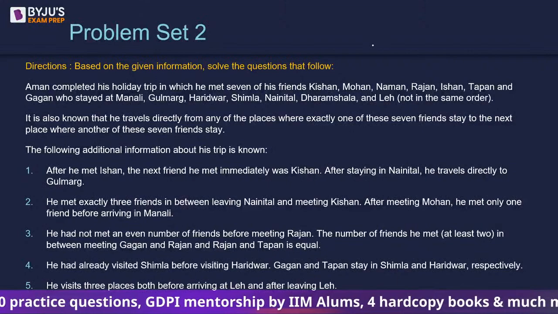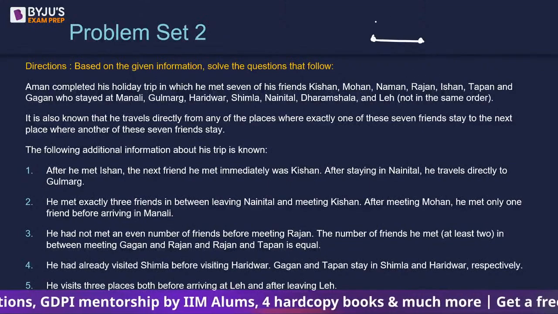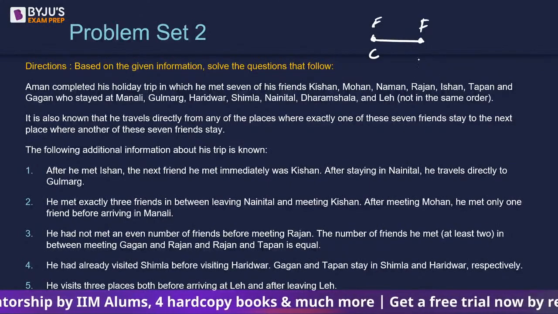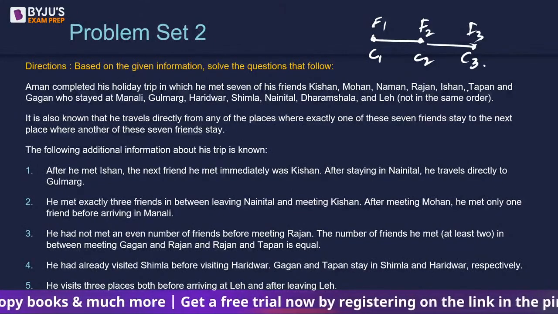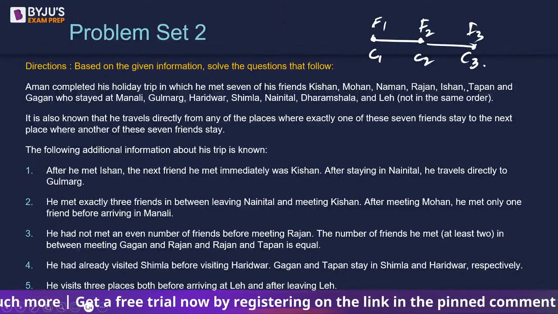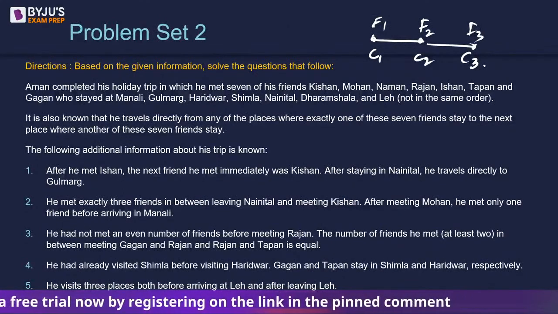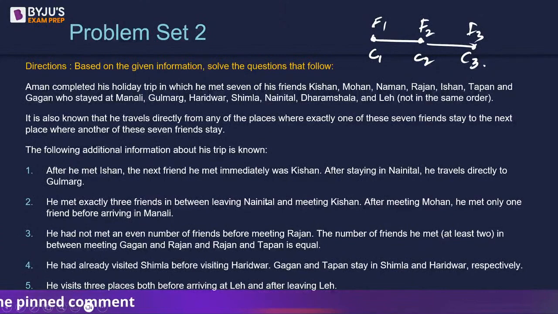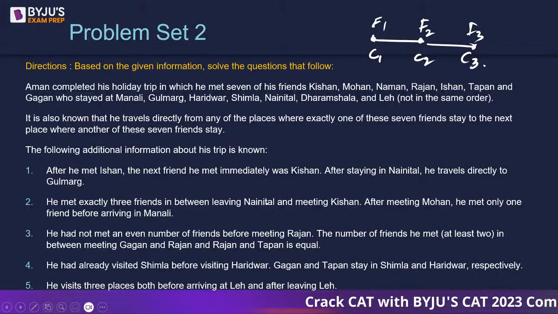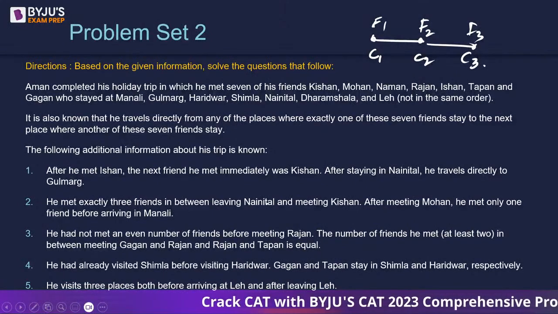तो ये भाई साहब एक जगह से चालू होते हैं, दूसरी जगह जाते हैं. So इधर एक friend है, this is one city, this is another friend, this is another city, right? He keeps on traveling like this. The following additional information is known about his trip. After he met Ishan, the next friend he met immediately was Kishan. After staying in Nainital, he travels directly to Gulmarg. He met exactly 3 friends between leaving Nainital and meeting Kishan. After meeting Mohan, he met only 1 friend before arriving in Manali. He had not met an even number of friends before meeting Rajan, and so on and so forth.